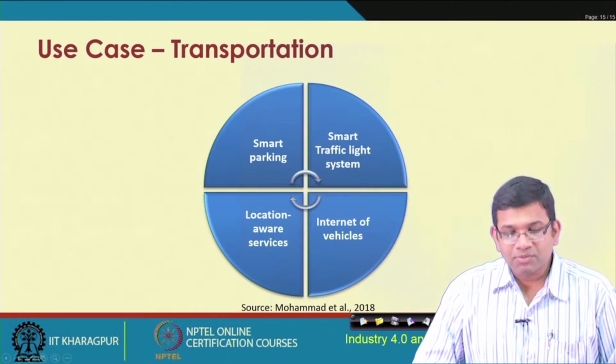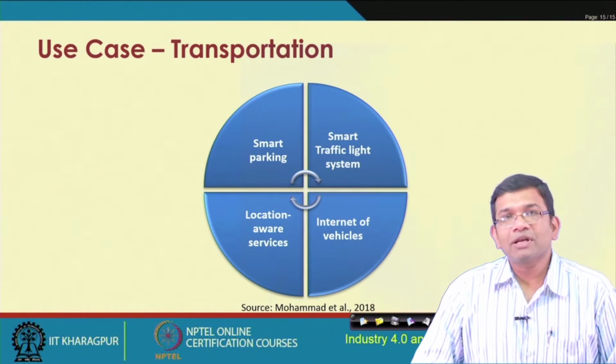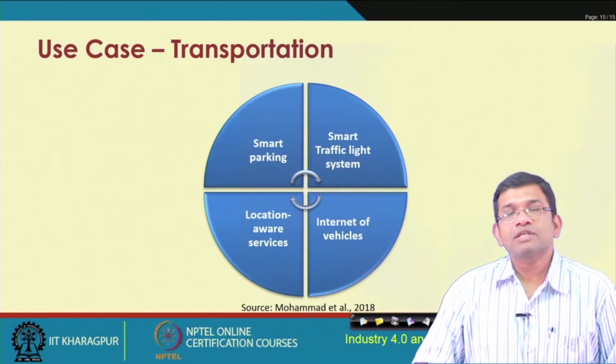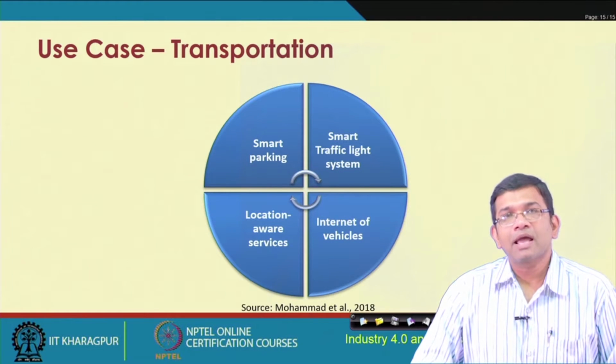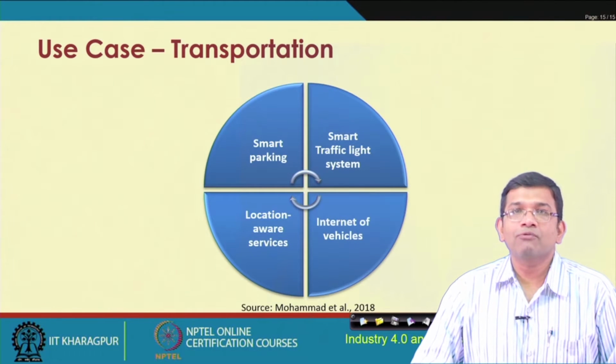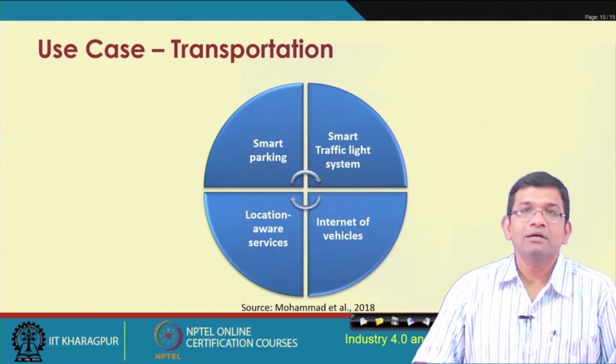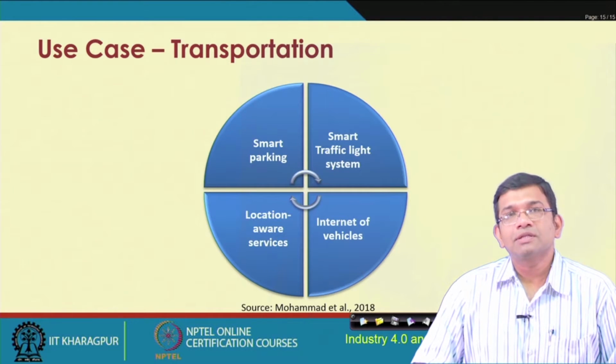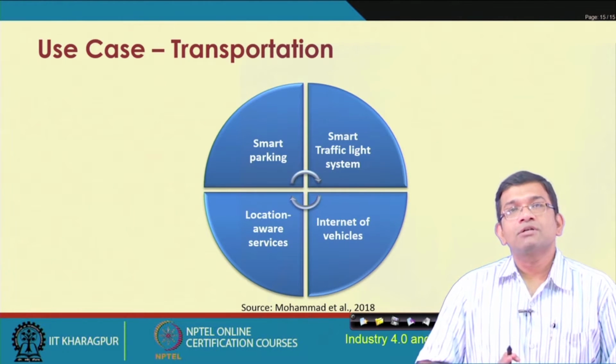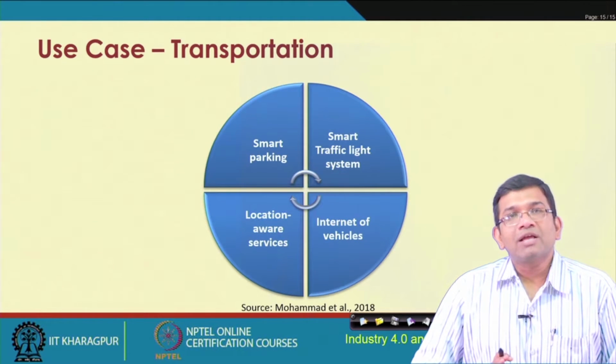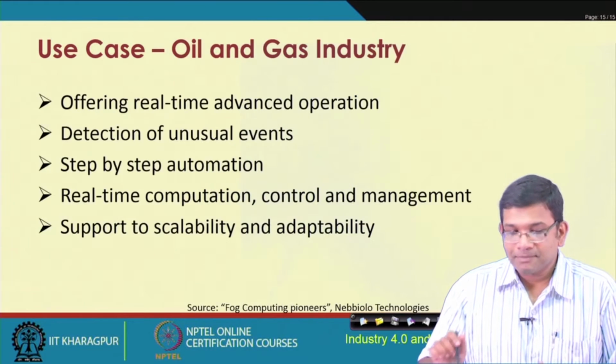In the case of transportation, smart parking, traffic lights, internet of vehicles, location aware services to the vehicles and so on. All of these are basically fog computing applications, for the reasons that I mentioned earlier in the context of mining and smart grid; these are also applicable here. So, you can extrapolate those different benefits of fog computing that make fog based mining and fog based smart grid attractive, and try to think of a fog based solution for transportation which will be attractive as well.